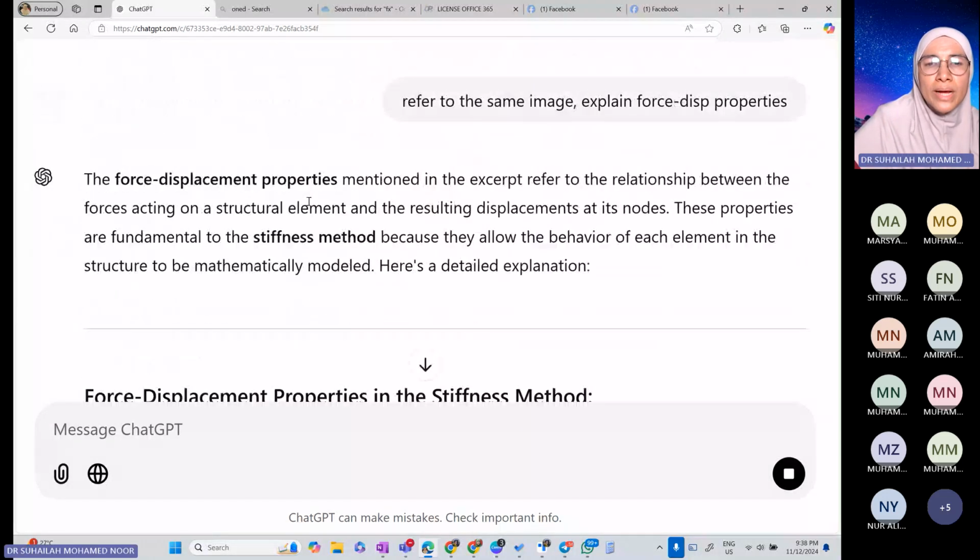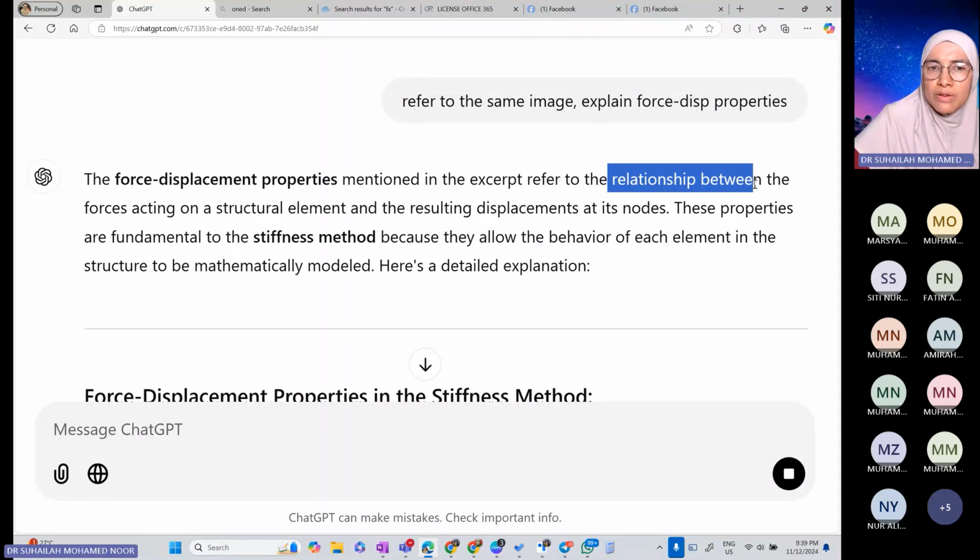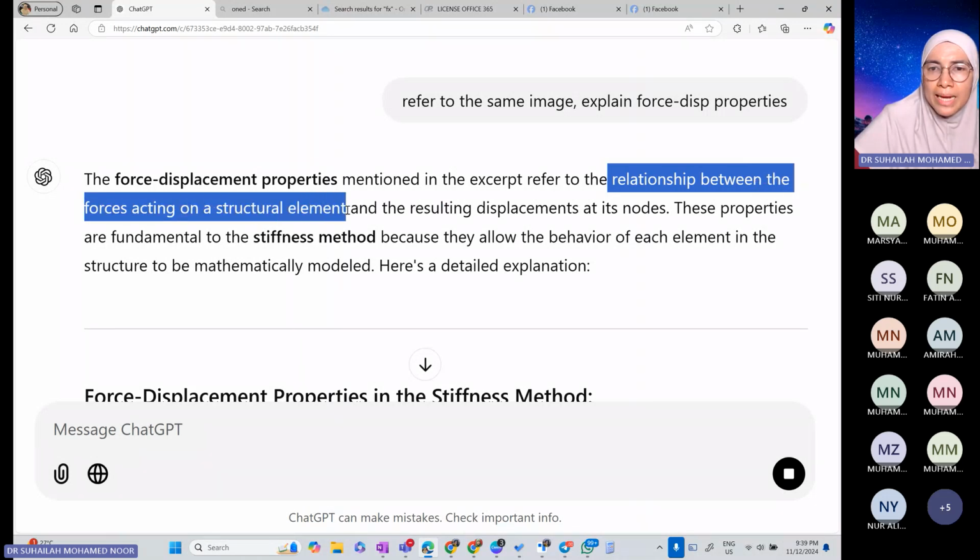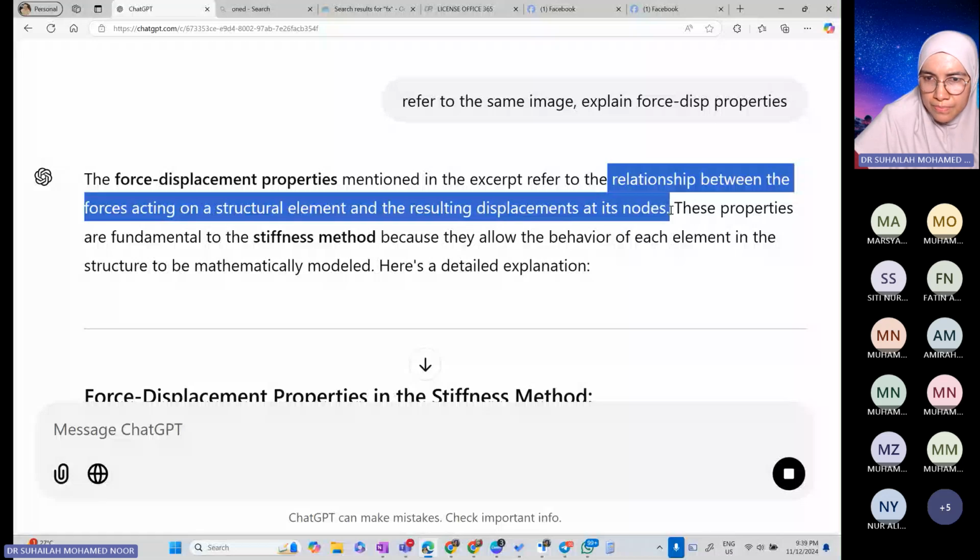Okay, kita nak tengok what is force displacement properties. Okay, refer to relationship between forces acting on structural element and the resulting displacement at its nodes. Okay, dia ada kaitan dengan force and displacement. Memang stiffness equation also this. So using stiffness method, we will solve stiffness equation to get the unknown.